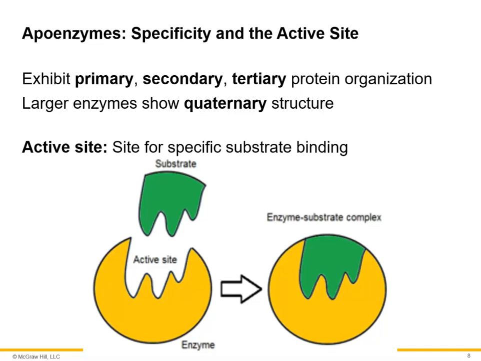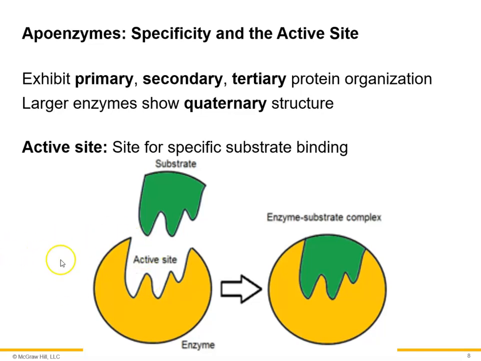Okay, so these enzymes show primary, secondary, and tertiary protein organization, and I'll show you what that looks like in a second. But really what that means is that as the protein is being built, there are interactions between the atoms of the protein that cause it to fold in very unique ways that are specific to a certain protein. And that folding structure is what gives every protein its function. Some larger enzymes also show quaternary structure. And again, I'll show you what that means in just a second.